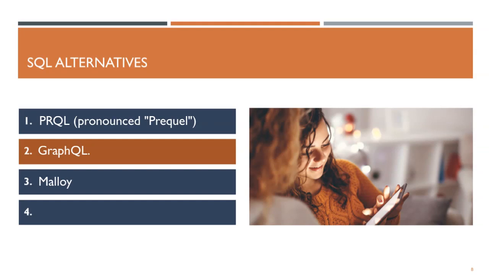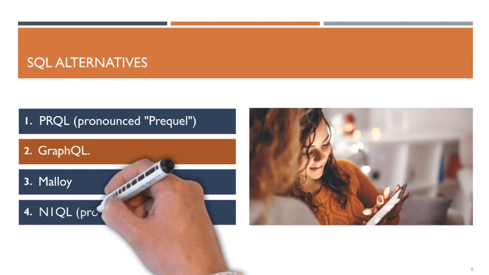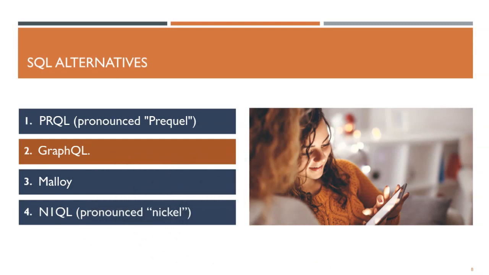The last one I'll be talking about is N1QL, pronounced "nickel". This is designed to make it easier for SQL alternatives to work with JSON objects that might be stored in Couchbase. A basic query has several sections specified by the keywords select, from, and where, just like SQL.